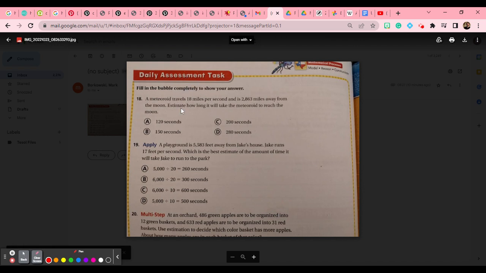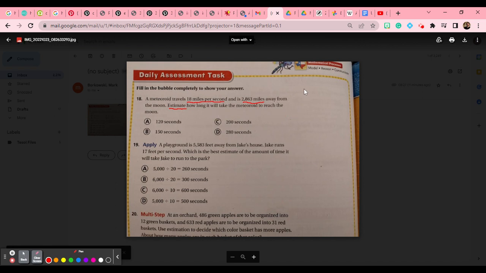Okay, so we have a meteoroid that travels 18 miles per second and is 2,863 miles away from the moon. Estimate. Okay, if we see the word estimate or about, we're going to be rounding before we do our math operation. So estimate how long it will take to reach the moon.